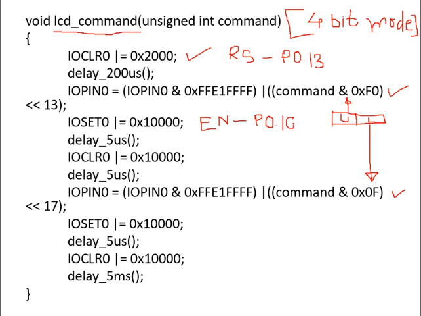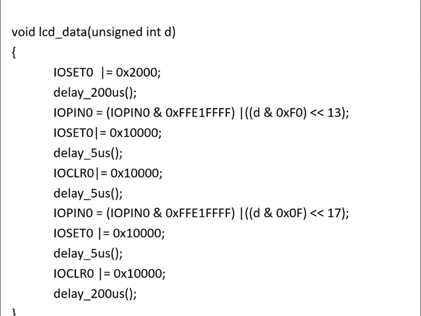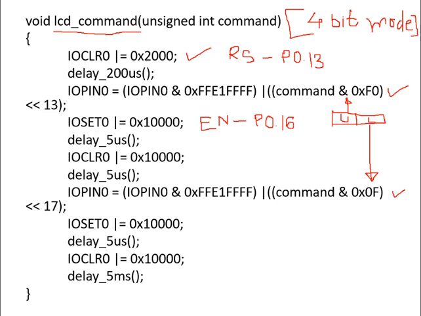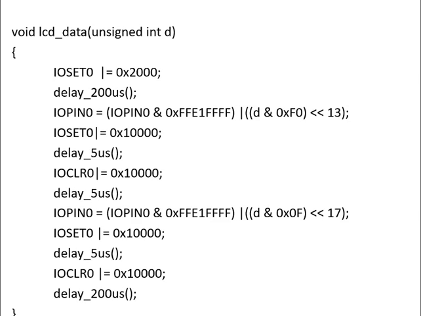That's all. So this is the modification from your previous LCD program. Two times data is sent, one time upper nibble and second time lower nibble. Rest all other things are same, and P0.13 and P0.16 are used to send the data to the LCD control signals. The previous one was command write. This is data write. Same thing, only the first one, RS is equal to 1.